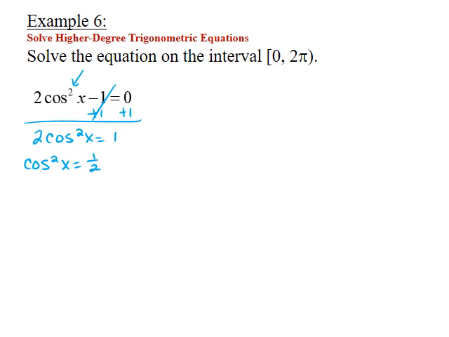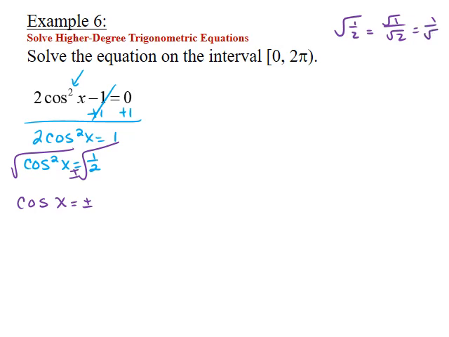So I have cosine squared x is equal to 1/2. Okay, well this is where I need to take the square root of both sides, and don't forget to include the plus or minus. So this becomes cosine of x is equal to plus or minus. Now when I take the square root of 1/2, I can take the square root of the top and the square root of the bottom and then rationalize. So this is really the square root of 2 over 2.